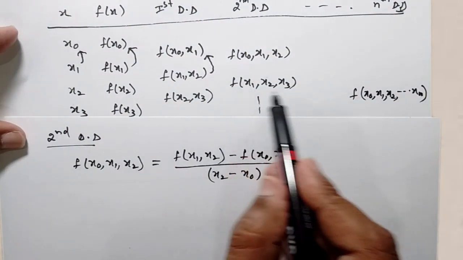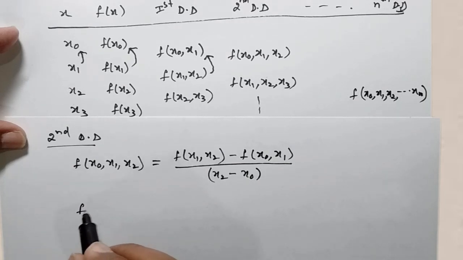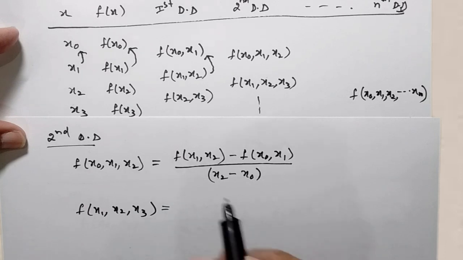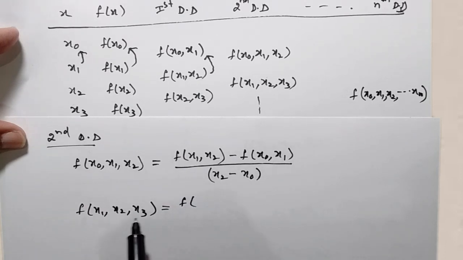Similarly, the second divided difference second value, f of x1, x2, x3. How to write it? The function of the final two values.